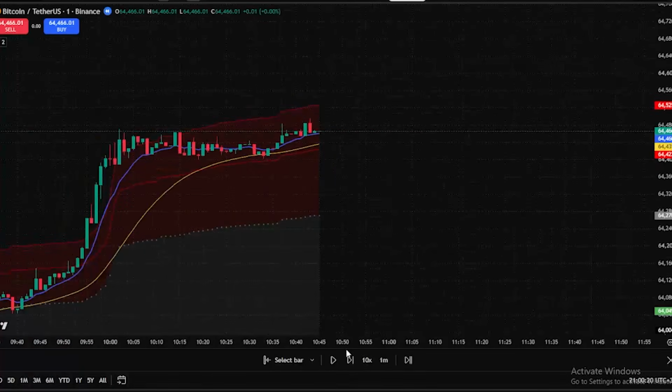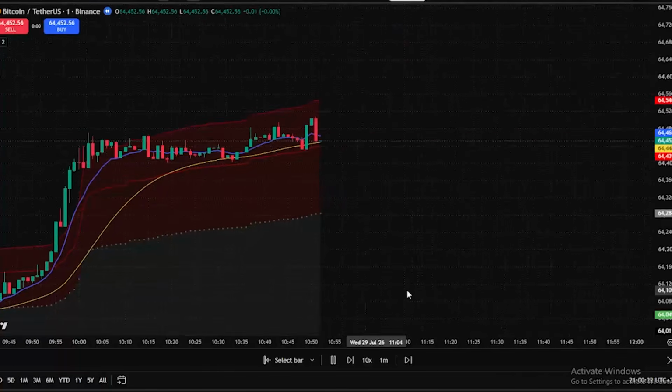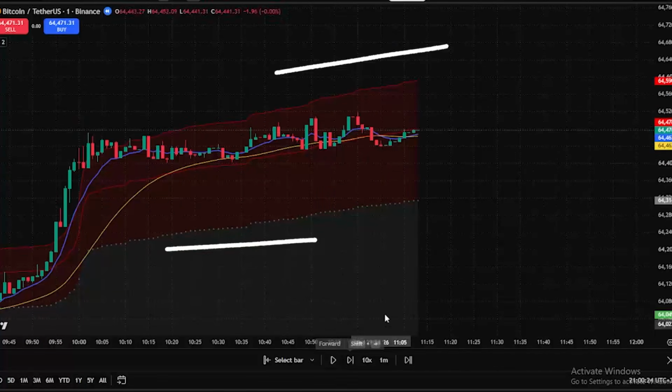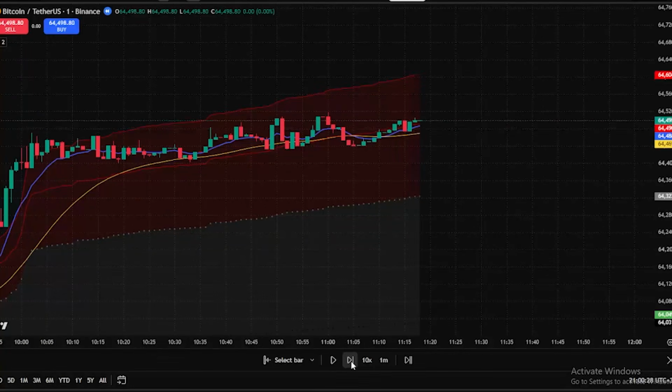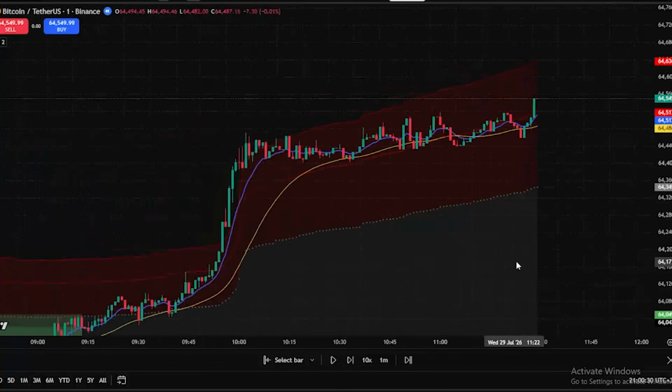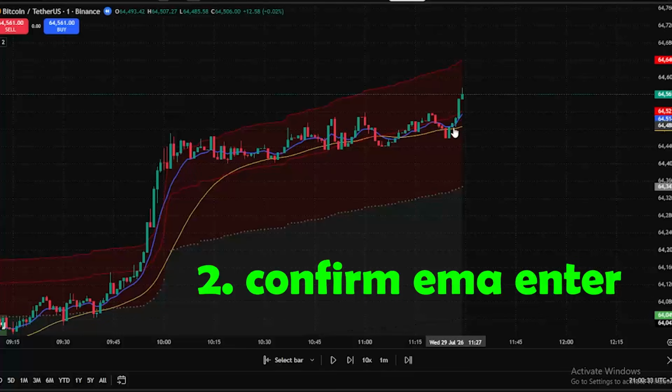The first thing we check is VWAP here. Price is moving around the VWAP line instead of staying clearly above or below it. That tells us the market does not have a strong direction yet. The second confirmation comes from the EMA.